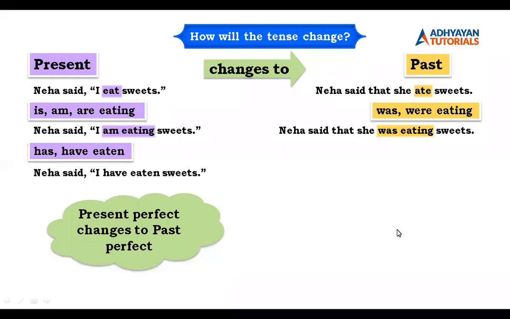Present perfect. If it is present perfect, what will we convert it to? We'll change it to past perfect. Yeah, so what is the past perfect of have eaten? Has eaten. Are you crazy, Rini? Have and has are both present tense. What is the past tense of have and has? Had. Yes, so it will become had eaten.